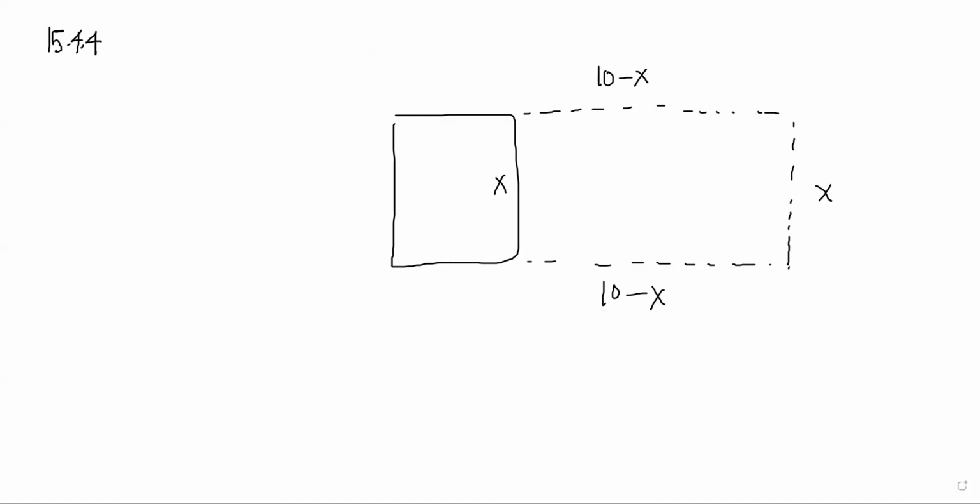He has 20 meters of fencing. How is this adding up to 20? It's adding, the three sides that he is using is adding up to 20 minus x.